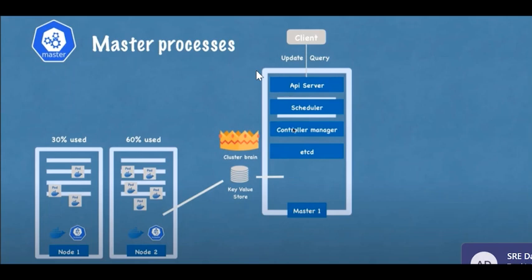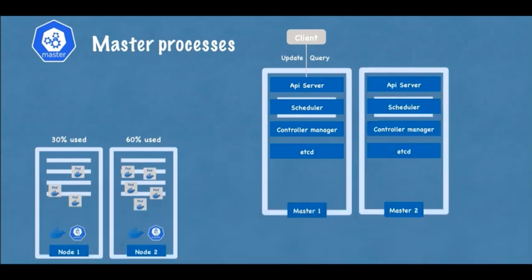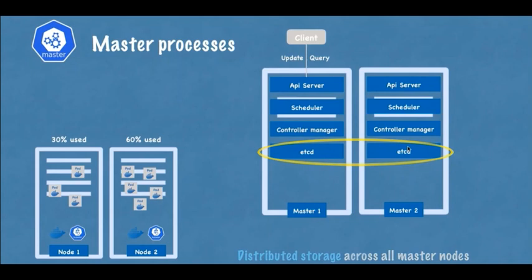So now you probably already see that the master processes are absolutely crucial for cluster operations, and especially the etcd store, which contains the data, must be reliable and replicated. So in practice, a Kubernetes cluster is usually made up of multiple masters, where each master node runs its master processes, where of course the API server is load balanced and the etcd store forms a distributed storage across all the master nodes.